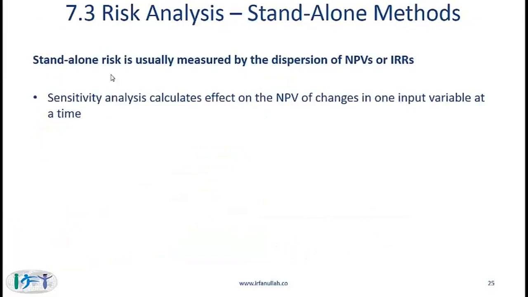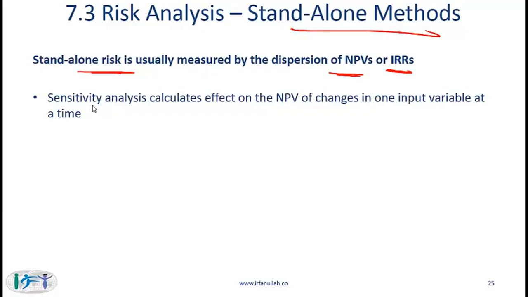Next topic, risk analysis using standalone methods. When we talk about standalone risk, we are talking about the risk associated with a particular project and in the context of that project. We are just concerned about the variability of that particular project. We are not concerned about other projects. We are not concerned about concepts like diversification and so on. And generally, standalone risk is measured by the dispersion of NPVs and IRRs, and we'll talk about what that means.